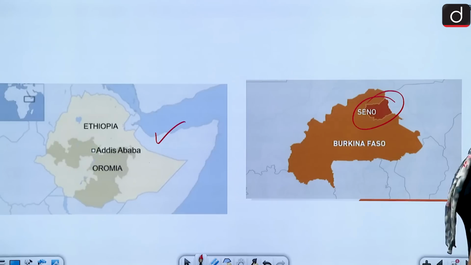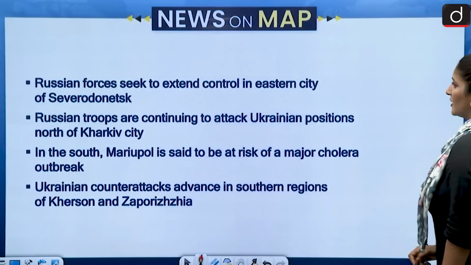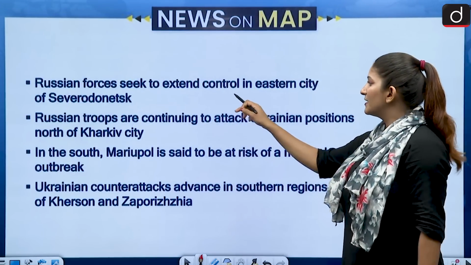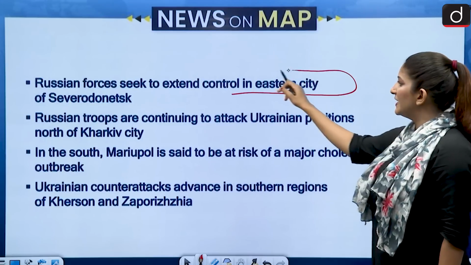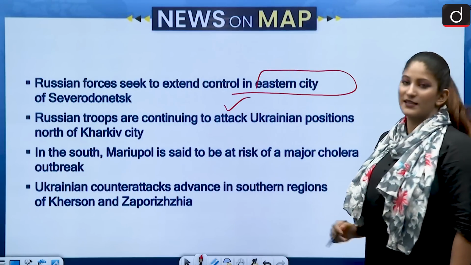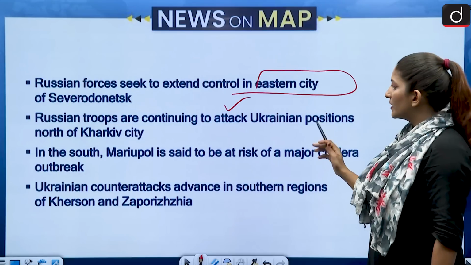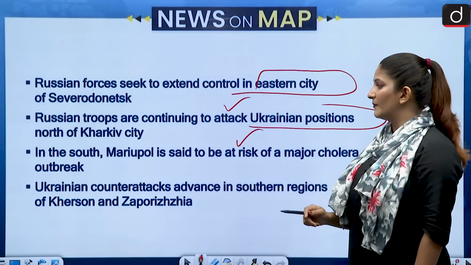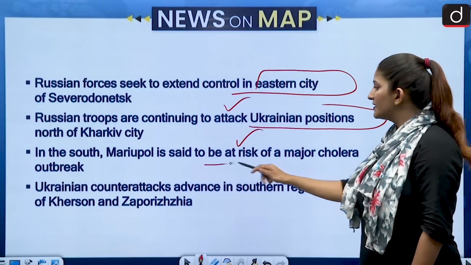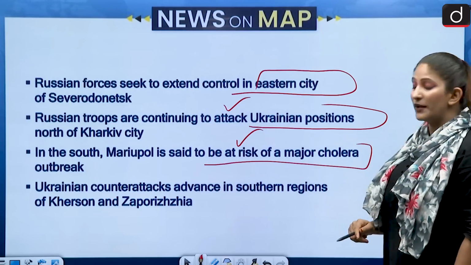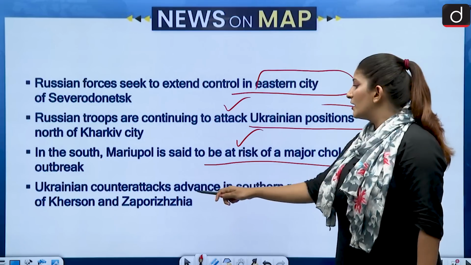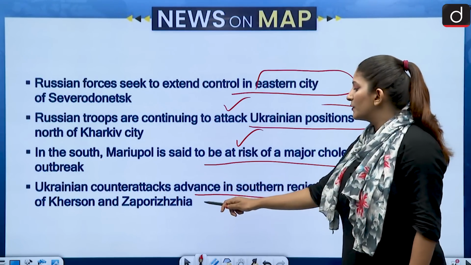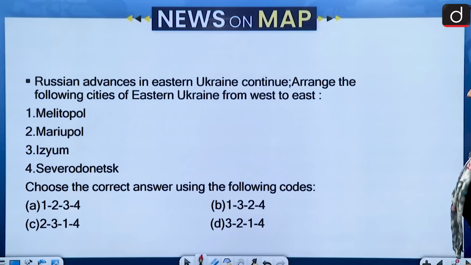Moving on to the next set of questions. With respect to this only, we have the next question. Russian forces seek to extend control in the eastern city of Severodonetsk, and Russian troops are continuing to attack Ukrainian positions north of Kharkiv city. In the south, Mariupol is said to be at risk of a major cholera outbreak, and Ukrainian counterattacks advance in the southern regions of Kherson and Zaporizhzhia. So let us see the question.